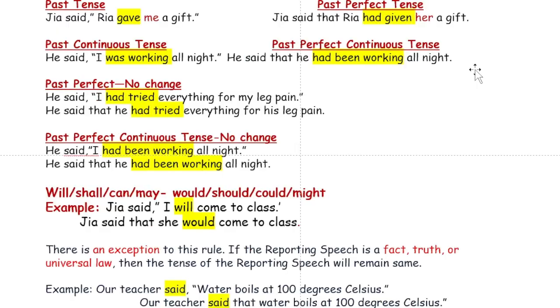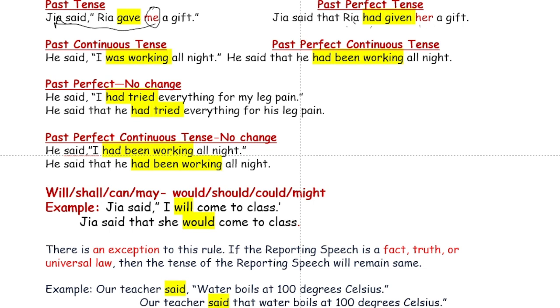Let's move on. If my reporting speech is written in past tense, Jia said, Ria gave me a gift. This is written in simple past tense, so it will change into past perfect tense. Jia said that Ria had given her a gift. Now here who is me? Me is Jia.